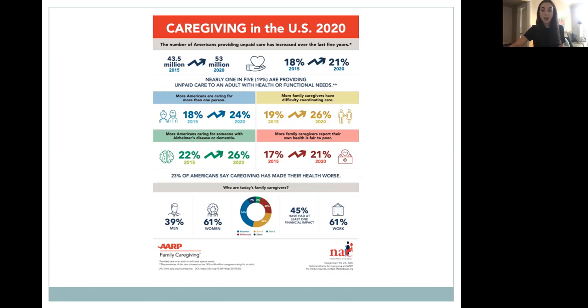So if you take a step back and think about that, 23% of those people that are providing care have reported that their health is worse. And so it's really important that we make those caregivers feel confident and knowledgeable and really remind them of their importance and their role in the care process, but also their importance and their value in themselves as a whole, so that they take a step back and do some things for themselves and take care of their own health so that they can best take care of others.